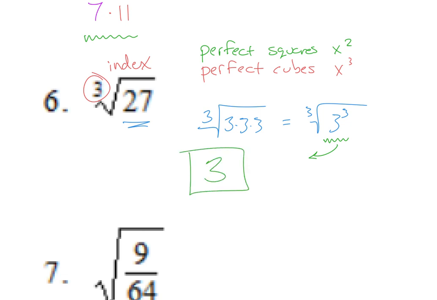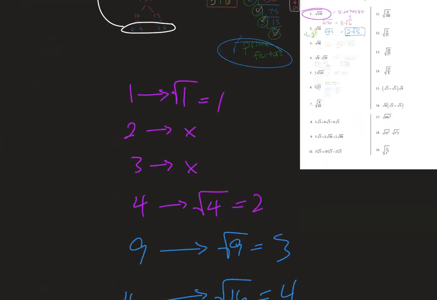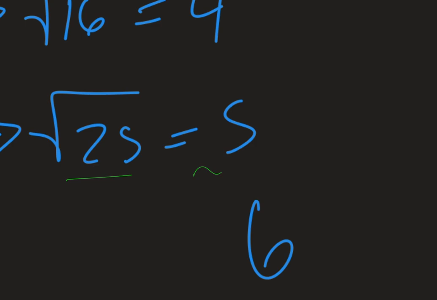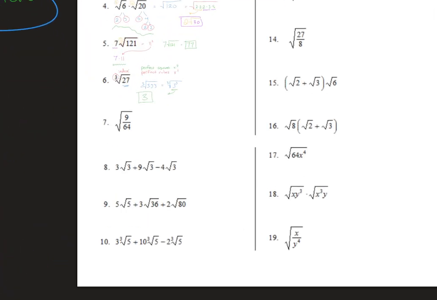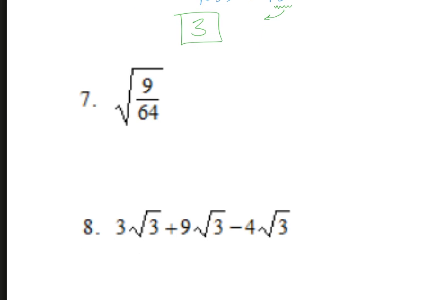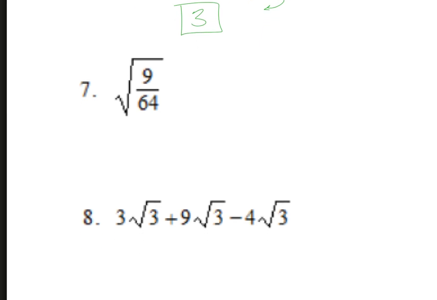And if you're like, wait, how is that it? Well, just like over here, when I take the square root of 25, it's just 5. There's no more square root symbol, because I'm done with it. Same thing here. There's no more cube root symbol, because I'm done with it. Okay? Number 7, you can essentially break this up into the square root of 9 over the square root of 64, and then we would get 3 over 8.